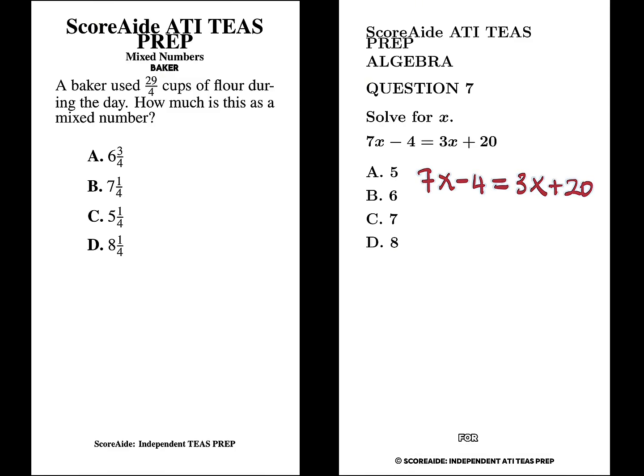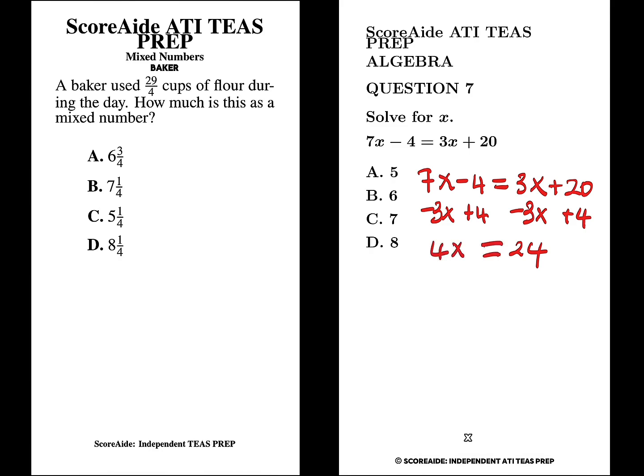Now, for us to eliminate 3x from the right-hand side, we are going to subtract 3x from both sides of the equation, right? For us to eliminate negative 4 from the left-hand side of the equation, we are going to do the opposite of that, which is plus 4 on both sides of the equation, right? Now, when we do this, 7 minus 3 is going to give us 4, and the variable is x. Negative 4 plus 4 is 0. So this is going to be equal to 3x minus 3x, which is 0. 20 plus 4 is going to be 24.